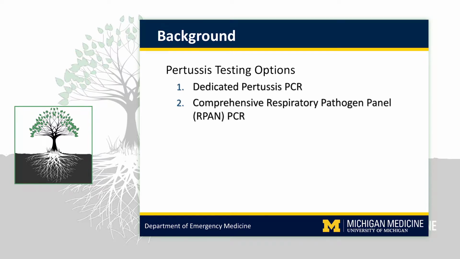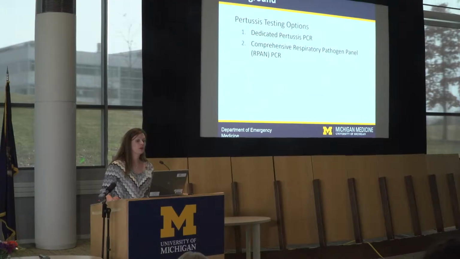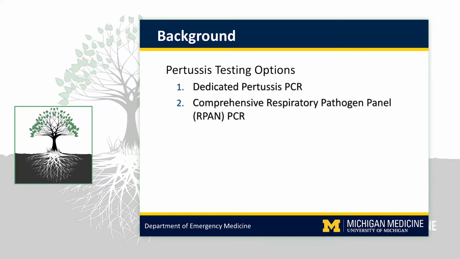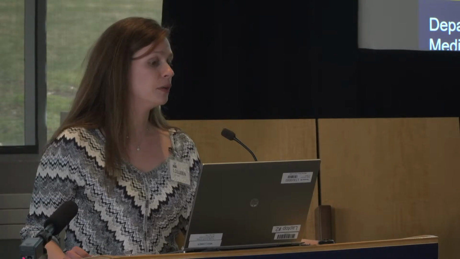There are two common testing methodologies used to diagnose pertussis infection. One, the dedicated pertussis PCR, which identifies both Bordetella pertussis as well as parapertussis. And two, the comprehensive respiratory pathogen panel, or RPAN, which identifies multiple viral and bacterial targets, including Bordetella pertussis. So which test should you choose?